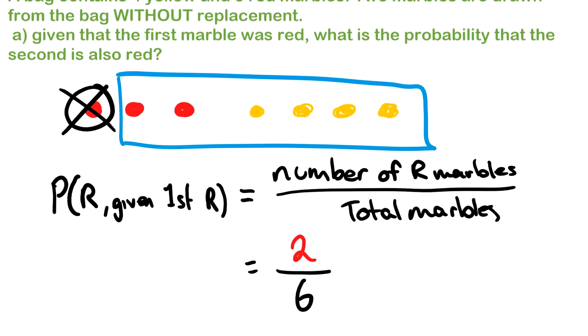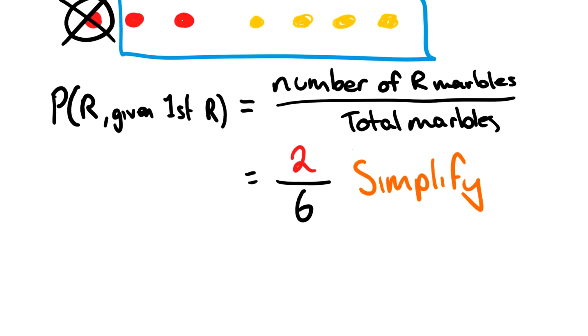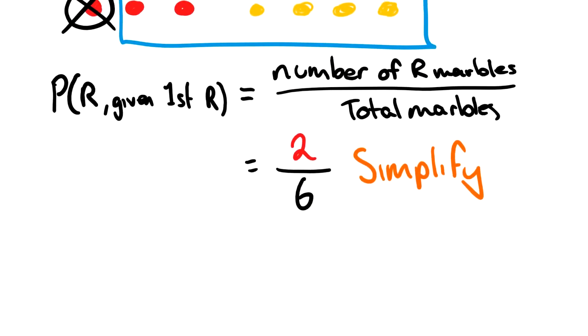Now, it's important, you always got to remember this, simplify, alright? If possible. And in this case, it is possible, because what is the biggest number that goes into 2 and 6? 2. So, on the top, 2 divided by 2 is 1, 6 divided by 2 is 3. So, the probability of getting a red marble, given that the first was also red, is 1 over 3.